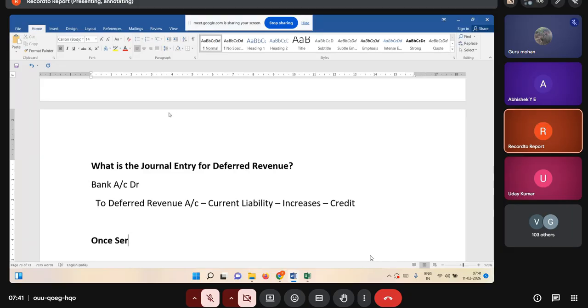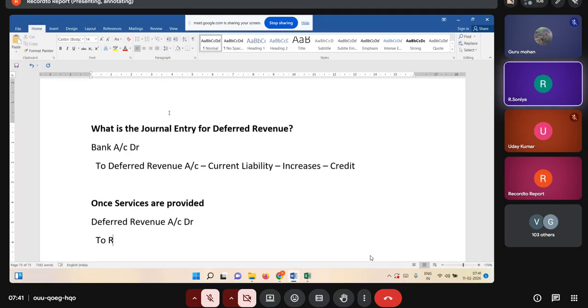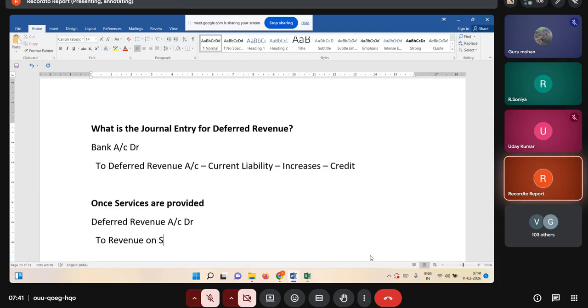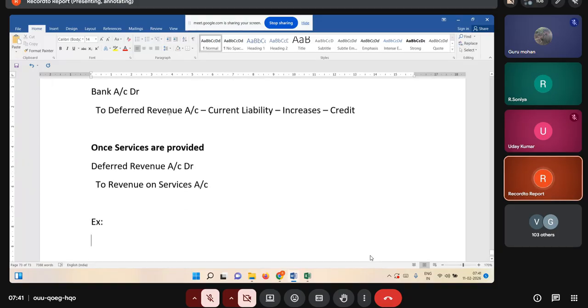So once services are provided every month, what entry we need to record? Deferred revenue account debit, to revenue on services account. Okay, yes, understand.